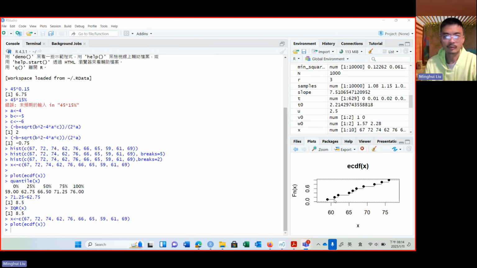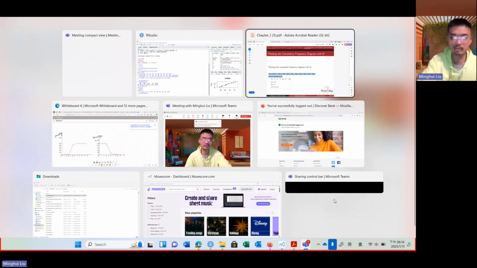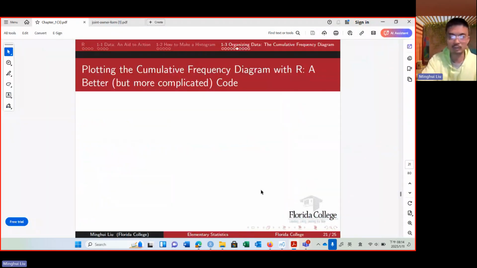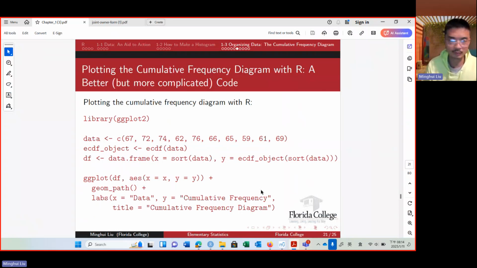If you want to learn a little bit more, there is actually a much more complicated code, which I don't even recommend you to memorize or to understand. This one will give you a better diagram, and it's up to you if you want to try it or not. But this is definitely not required. You're not required to know this code. You're not required to understand what a data frame or ggplot is, or what the sort of data is, etc.